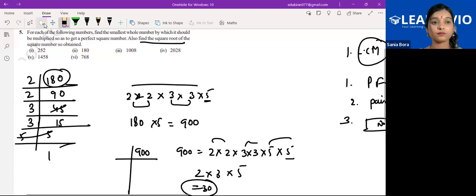All the numbers or only one? Naisha, you said something? Any doubt? Asking if we had to solve everything. Yes, you have to solve everything.